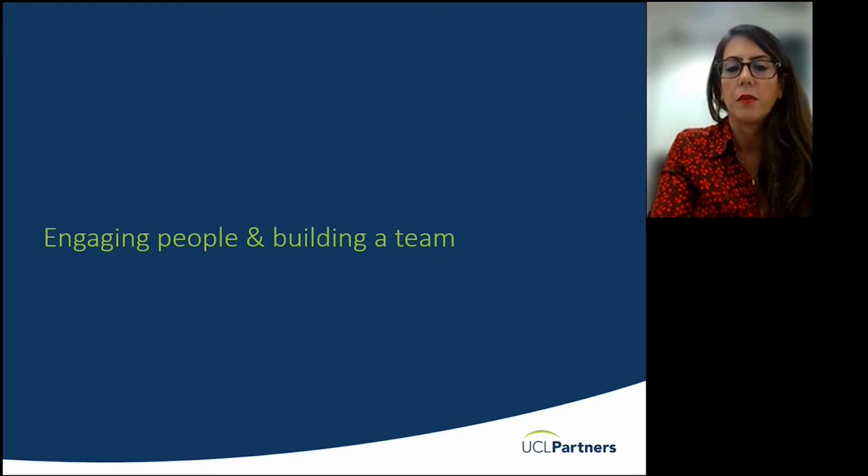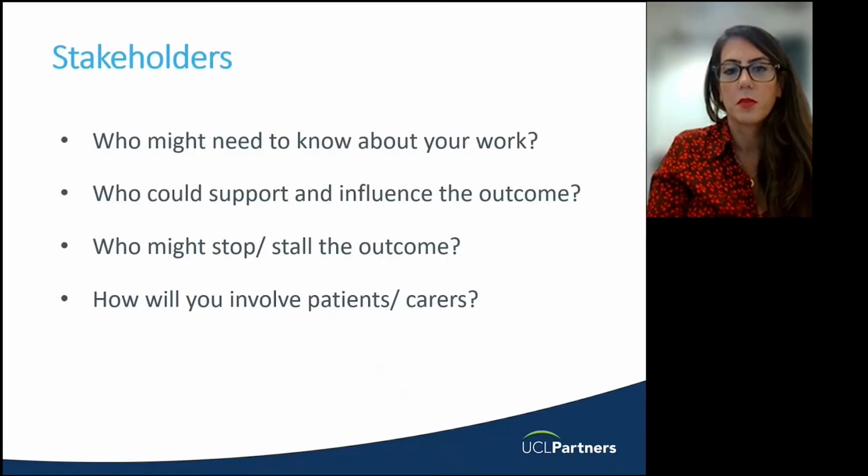So really importantly, we've touched on it, it's good to have people around the table. Actually, for the overall QI project, it's really important to engage people and build a team. So just a few questions to help you think about that. Who might need to know about your work? So who are the people that are directly affected? That might be staff and patients, and which types are they?